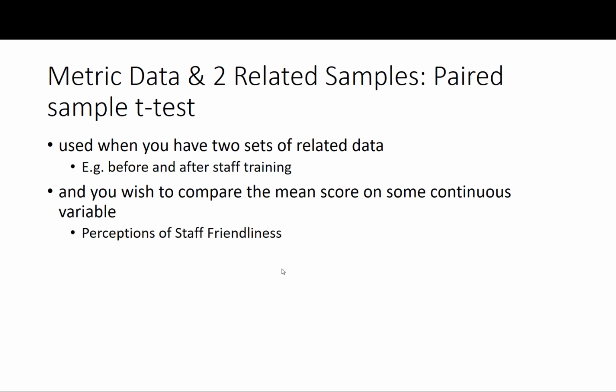So in the example, I'm going to be using before and after measures and perceptions of staff friendliness. I'm not using the example that's in your textbook, and I've had to create dummy variables in the Delhi Depot dataset in order to demonstrate the paired sample t-test, because I found the example in the textbook confusing, so I thought I would create a simpler example of a paired sample t-test.